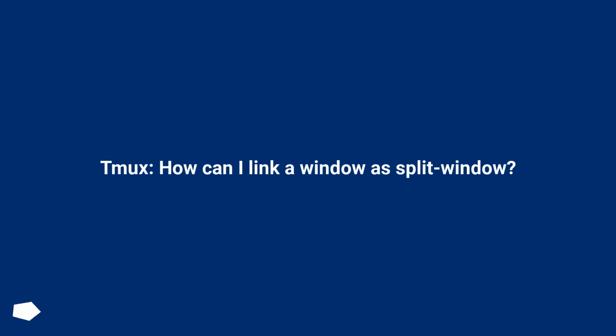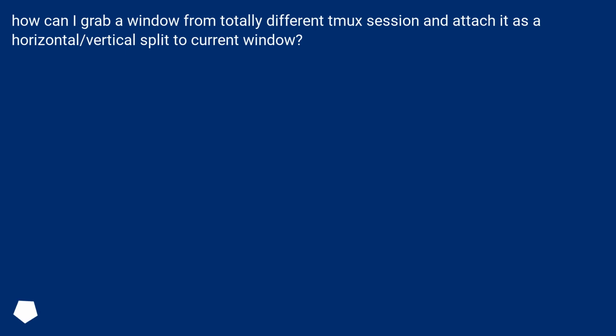Tmux, how can I link a window as a split window? How can I grab a window from a totally different Tmux session and attach it as a horizontal/vertical split to the current window?